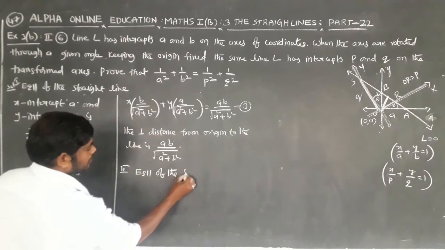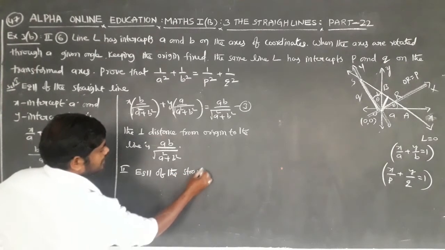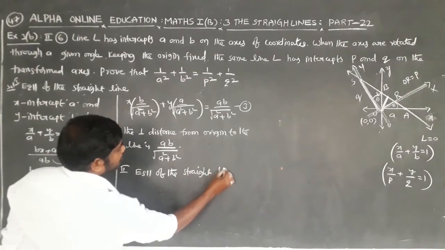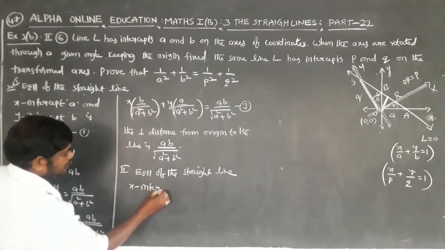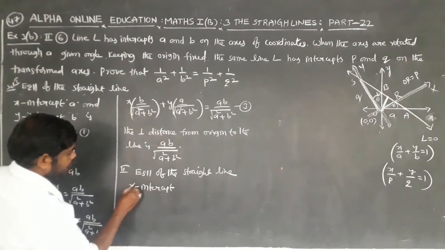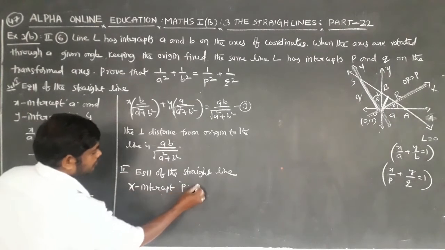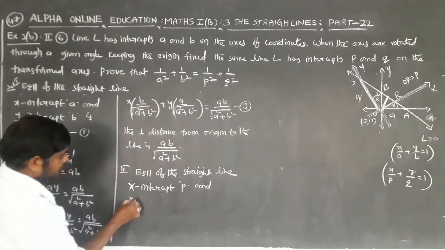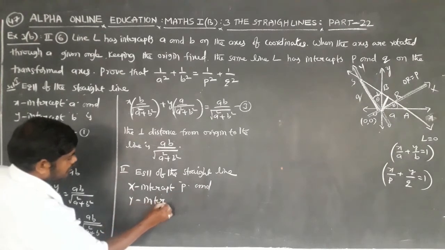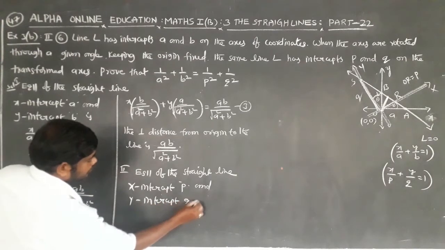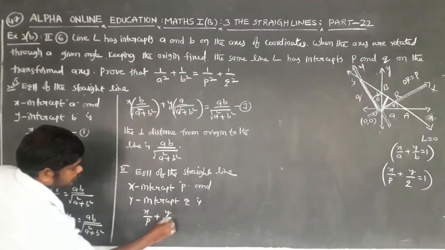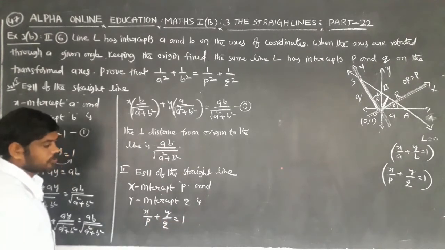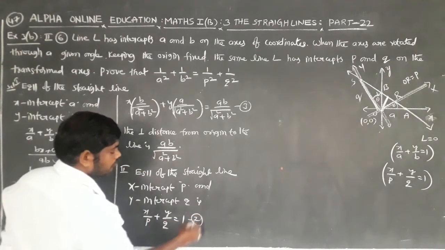Equation of the straight line with x-intercept P and y-intercept Q is x by P plus y by Q is equal to 1.